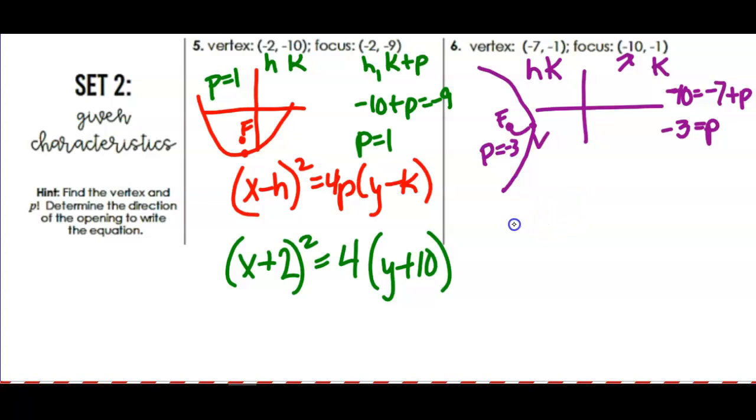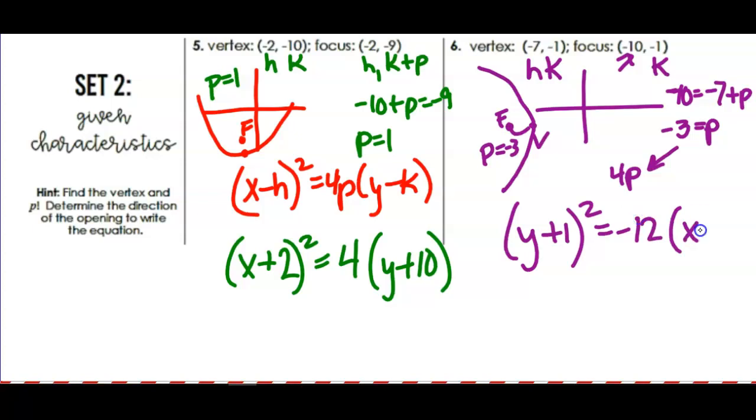All right, so I just plug them all in, and it's a sideways one, so it's Y minus K squared equals 4p, which would be 4, and I'd get negative 12, x minus h, which is plus 7. Okay.